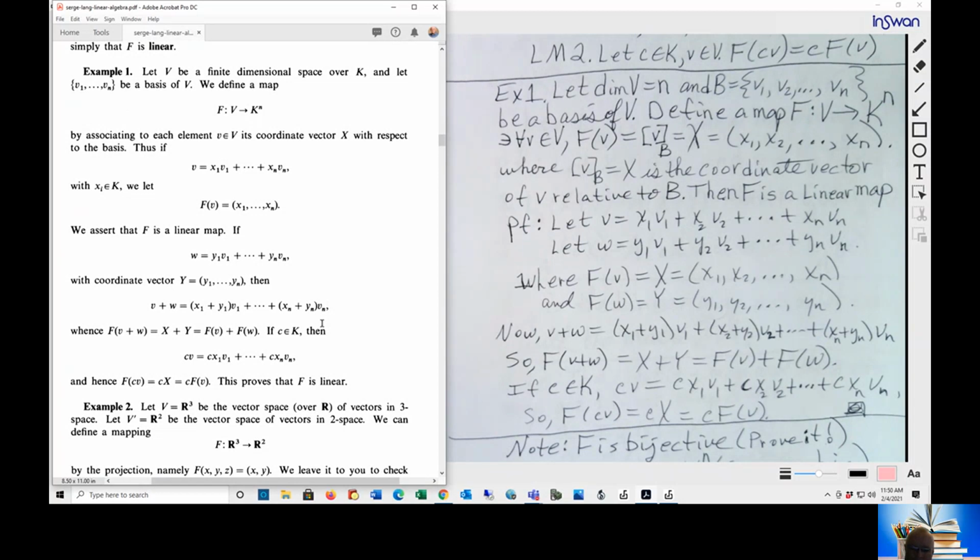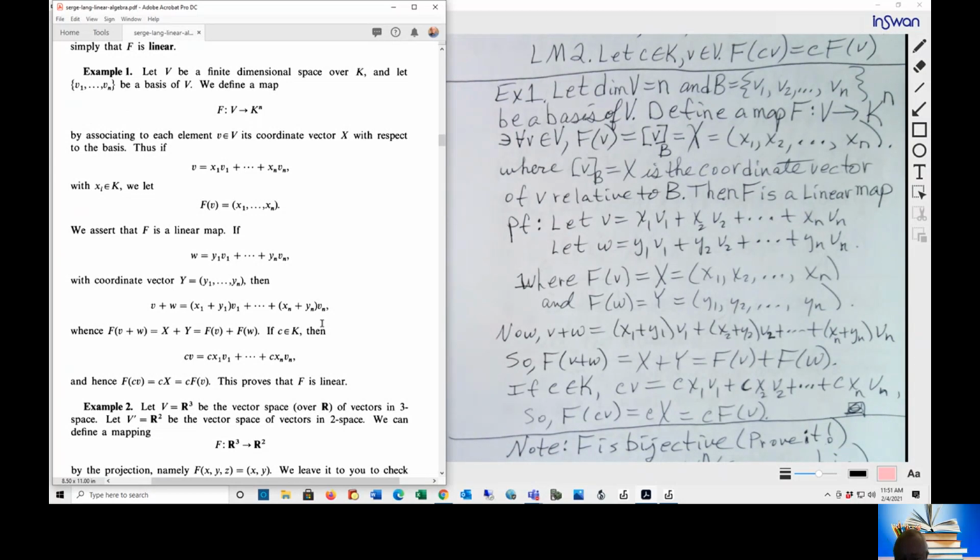So let v be an arbitrary vector in V that's represented by the unique scalars x1 to xn in K, linear combination x1 v1 to xn vn, and let w be another vector in V represented by its set of unique scalars y1 to yn, where f of v equals the coordinate vector x of v, and f of w equals the coordinate vector y of w, where x is x1 to xn and y is y1 to yn.